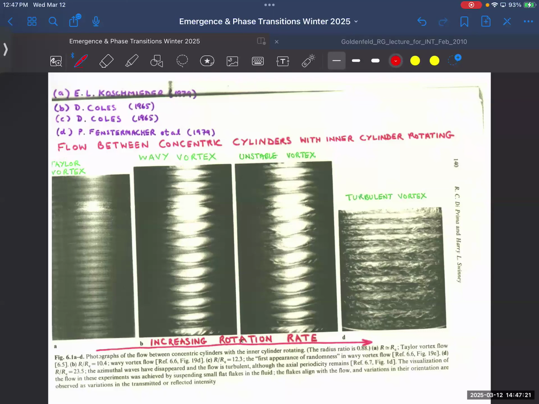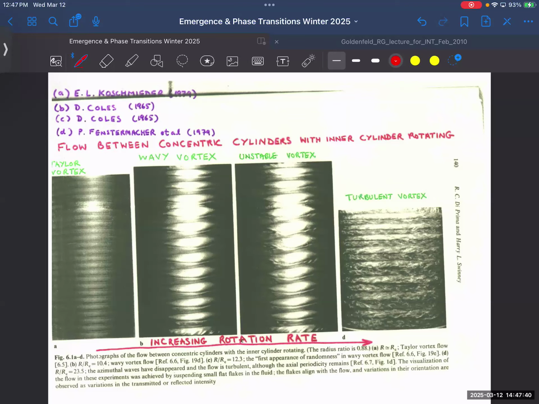There's a whole sequence of them here. These are vortices in the transverse direction, and they actually can wave and wiggle around like that, and eventually they can become turbulent as you increase the rotation rate. So that's an example of different phases of fluid matter in what's called a Taylor-Couette apparatus.